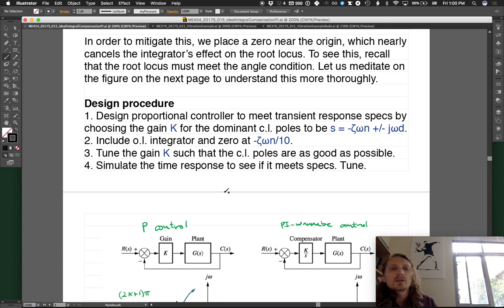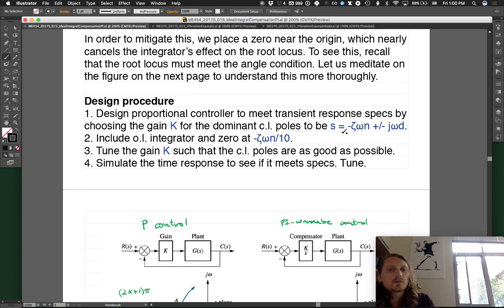So, step 1. Design a proportional controller to meet transient response specs by choosing the gain K for the dominant closed loop poles to be whatever they are. So choose your transient response specs just by adjusting the gain. That means you're going to be moving along the root locus to the point that you think is closest to the place that you want to be transient response wise. And we'll call the real part of that negative zeta omega n, and we'll call the imaginary part omega d, the damped frequency. So that's where your closed loop poles are. They're on the original root locus.